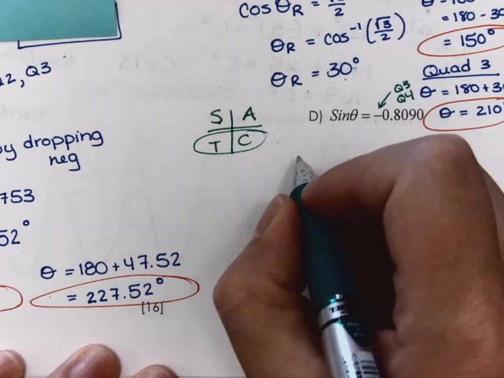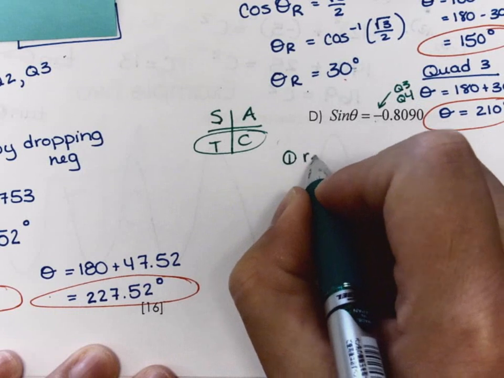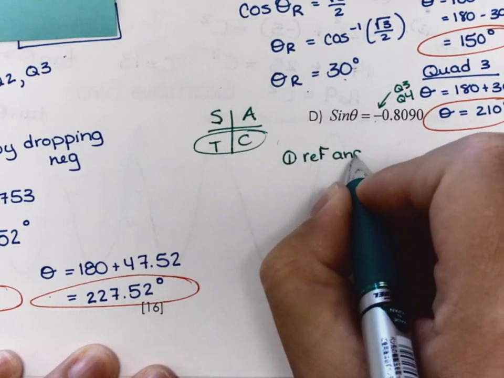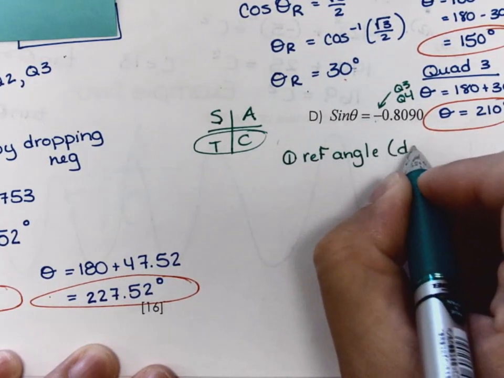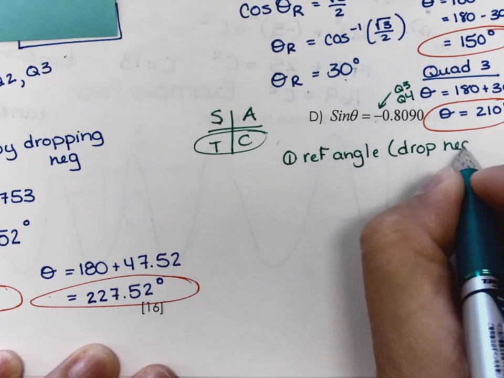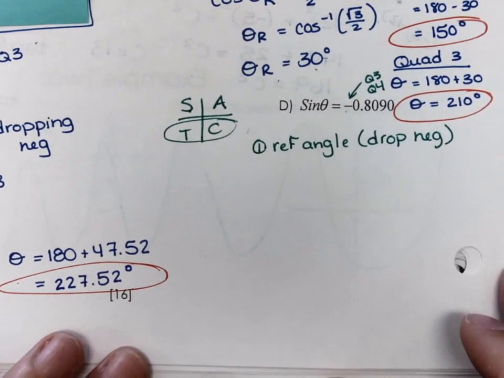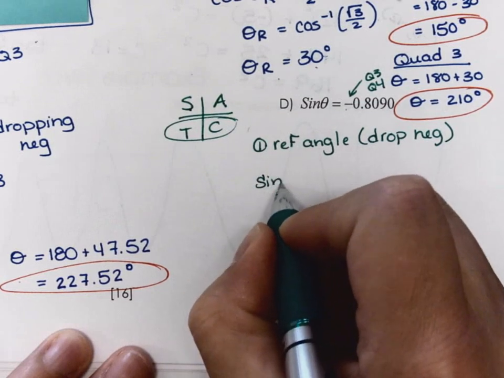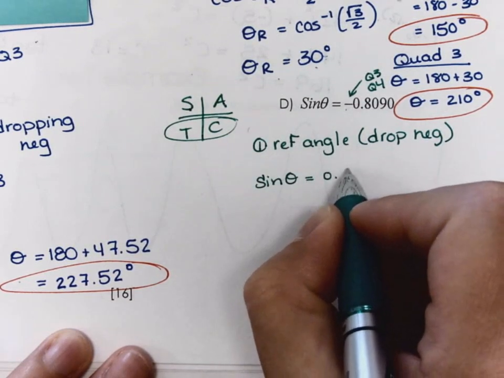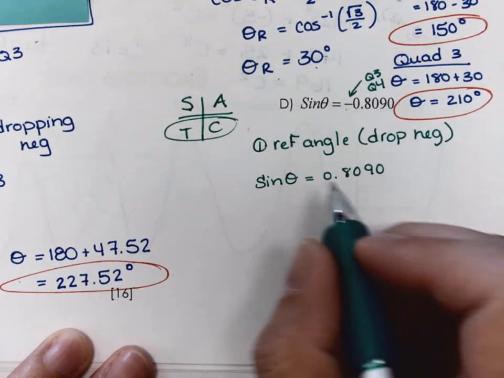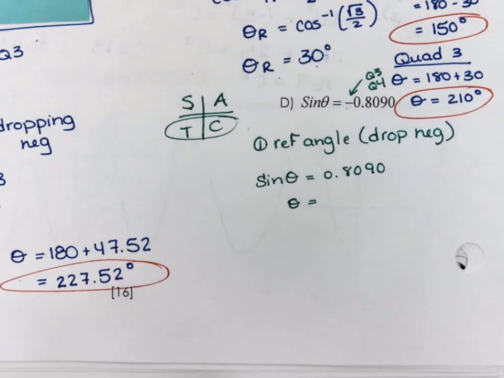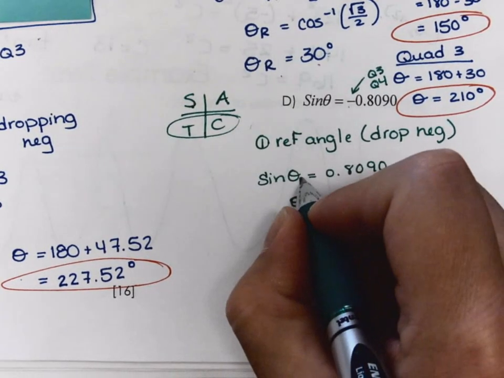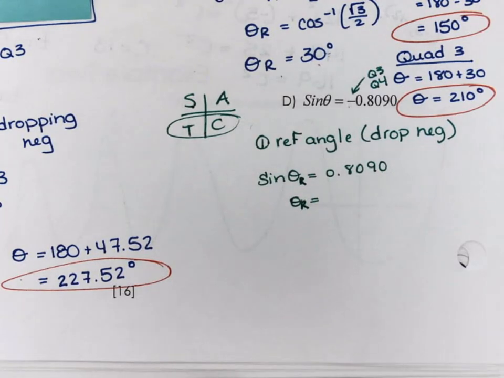Okay, so we're going to find our reference angle. And we do that by dropping the negative. I'm going to say that a million times because I think that's one of the most common mistakes you'll make. So we're doing sine of theta equals 0.8090. So theta equals, it's not theta, it's theta reference. Ooh, messing up already.